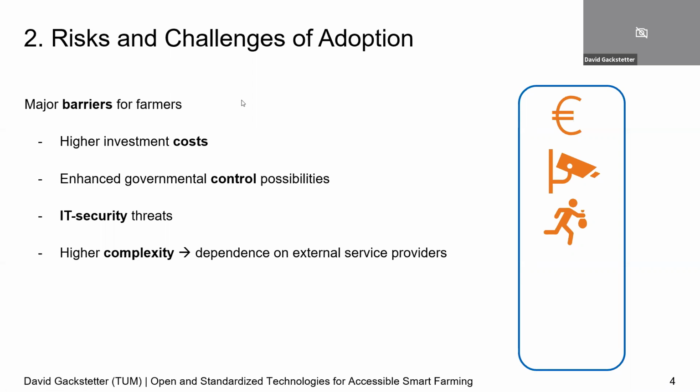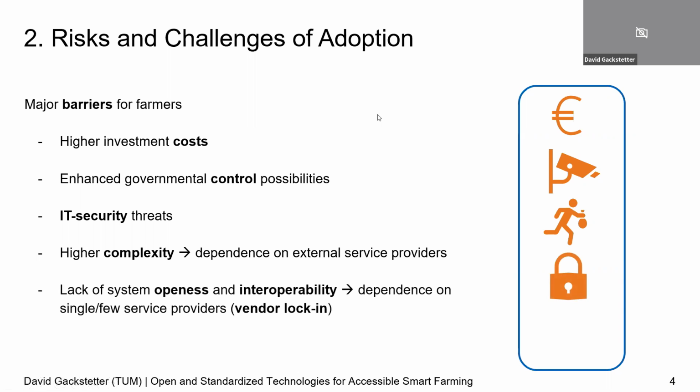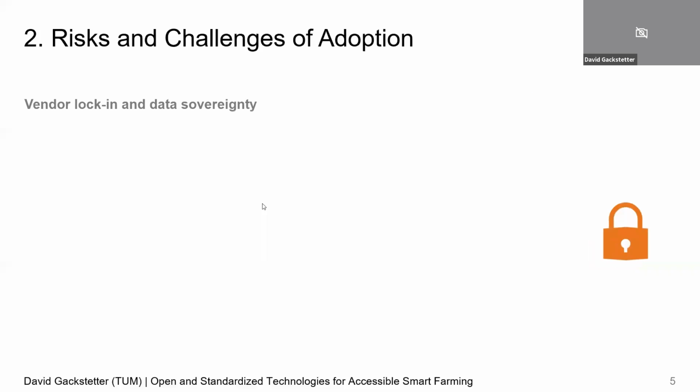So maybe 30 years ago, a farmer could still understand how his technology worked and could also do some improvements himself, but through the higher complexity of systems, an increase in dependency can be seen now. Basically, I want to focus in this presentation on the last two aspects. This is a lack of system openness and interoperability, and also the loss of data sovereignty. And one keyword connected to this phenomenon is vendor lock-in.